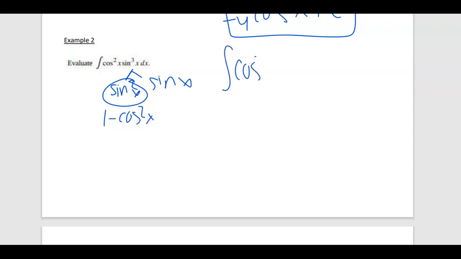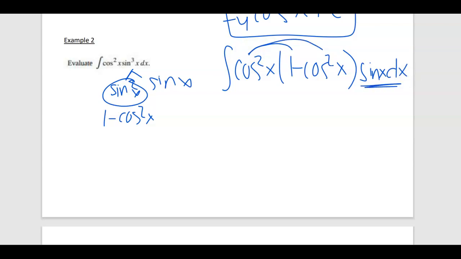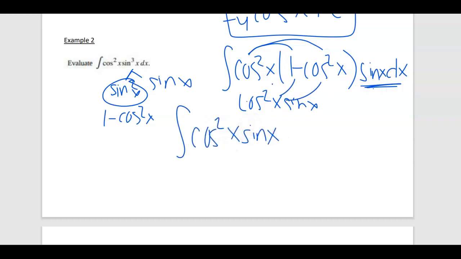That gives me cosine squared, times 1 minus cosine squared, times sine of x dx. If I distribute here, I still have to keep that sine of x dx. So think of this almost as moving the cosine squared together with sine of x and then distributing that inside. So I'm looking at the integral of cosine squared sine of x minus cosine to the 4th sine of x dx.